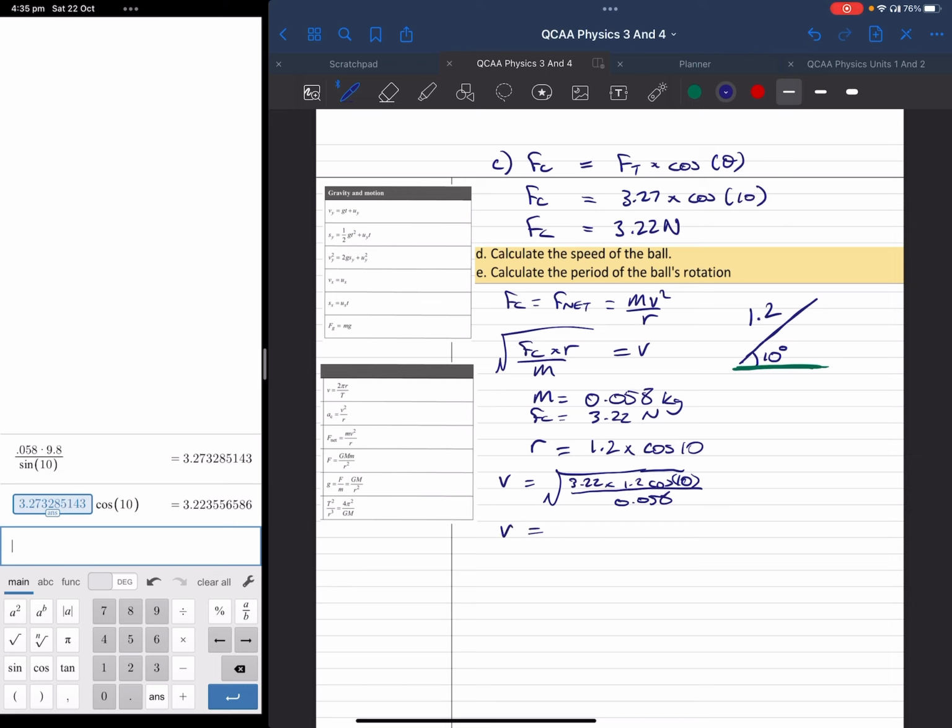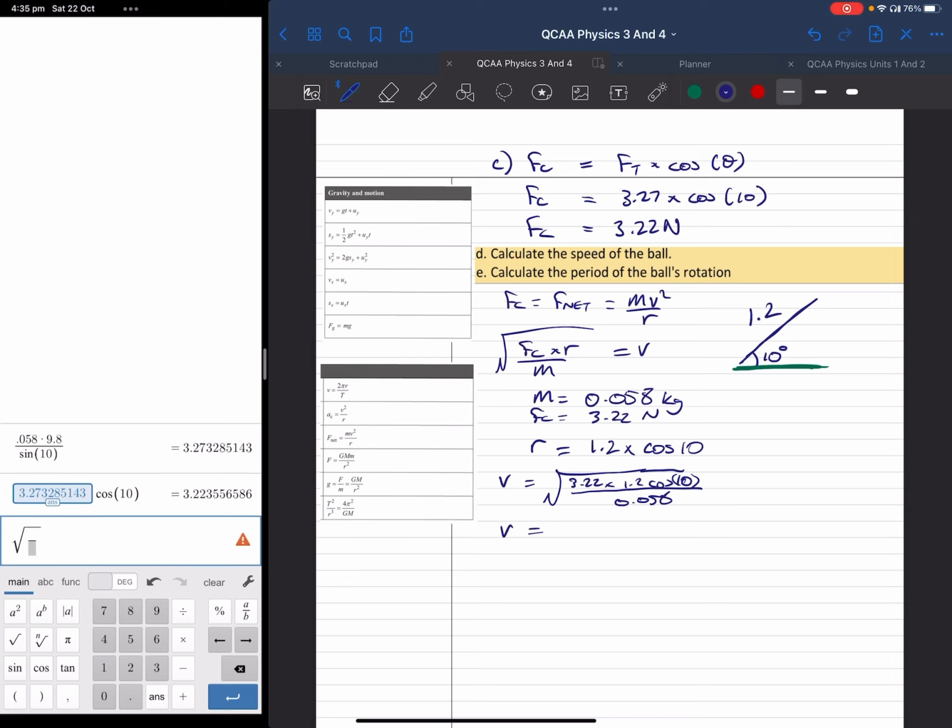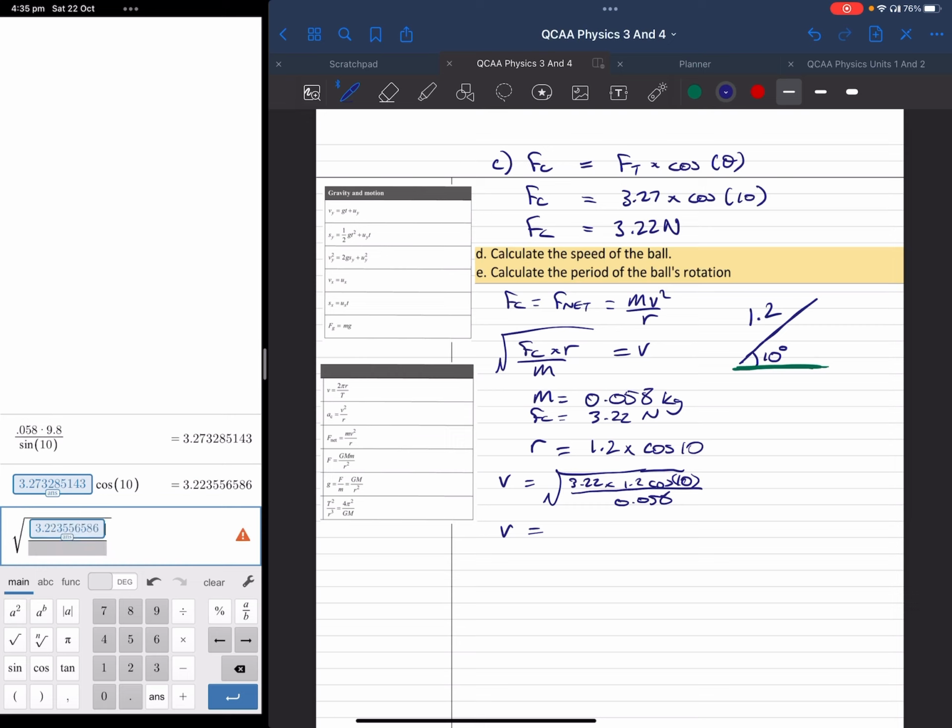And when I put it in my calculator, I'm going to try and use my stored values as much as possible. And I find the velocity is 8.1 meters per second, or the speed, I should say. The average speed is 8.1 meters per second.